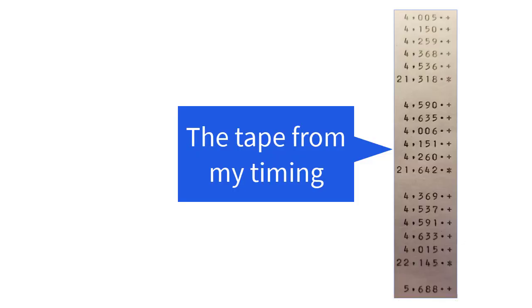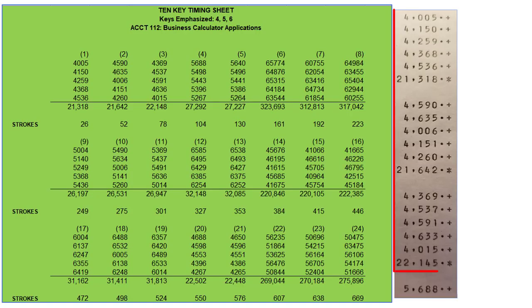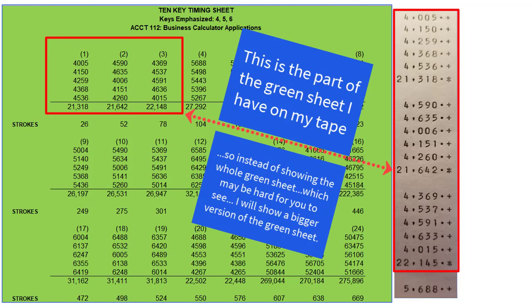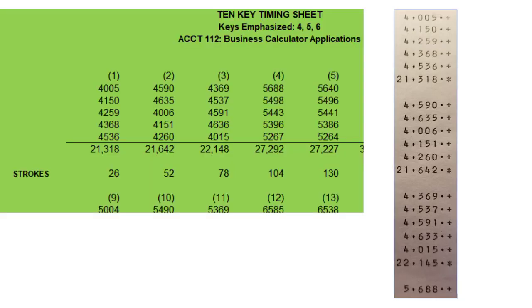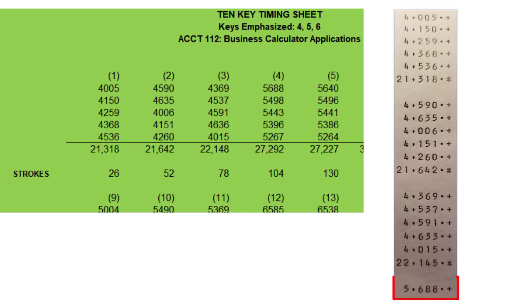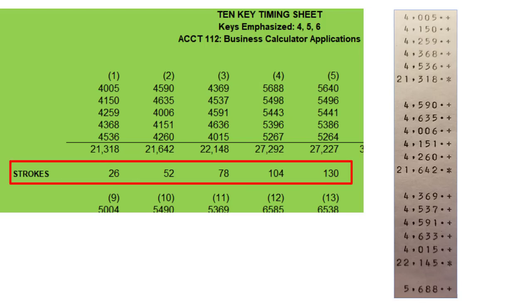Next, we need our calculator tape and the timing sheet we used. For this timing, I used the green sheet. So notice I finished 3 columns and a part of the 4th column. Now we don't need to count each individual keystroke on the sheet. Each column has the total keystrokes at the bottom.